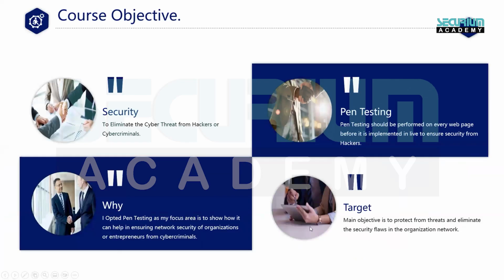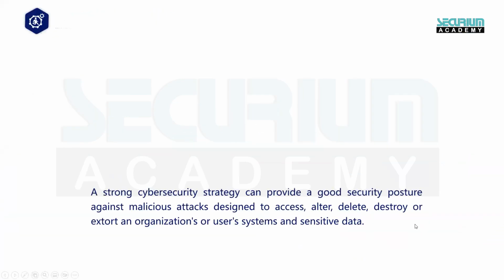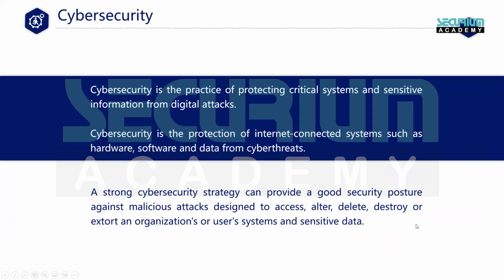Whenever we select a domain, we should have some objectives, correct? When we move into the cybersecurity platform, our objective will be security. Our aim will be to create a fully fledged secured system. Cybersecurity is the practice of protecting critical systems and sensitive information from digital attacks. In organizations, there are three kinds of teams: red team, blue team, and purple team, correct?